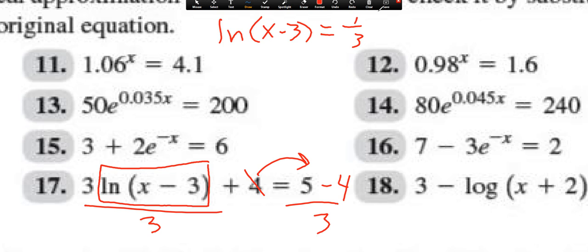Is this a single log on the left side? Yes or no? It is a single log. If it's a single log, we change it to its exponential form.